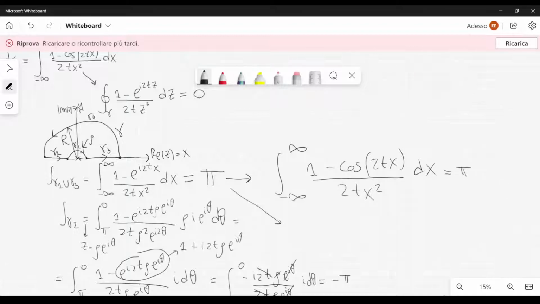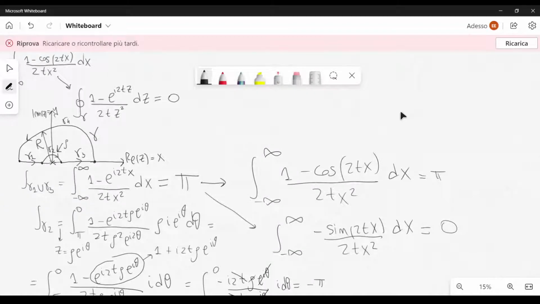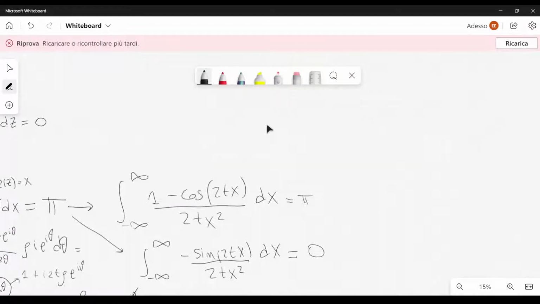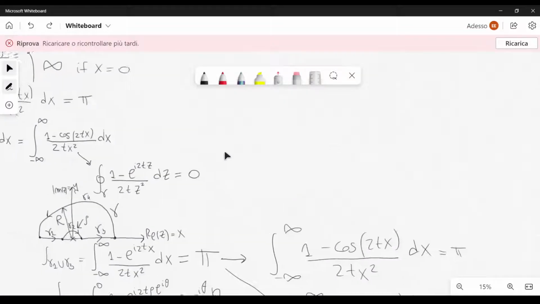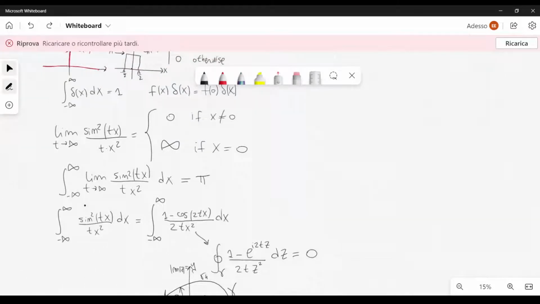And from here we also get another result, which is not what we are interested in, but it's the integral from minus infinity to infinity of minus the sine of 2tx divided by 2tx squared dx equal to 0. We get this result as well. And from this result, we can say that this integral here is also equal to pi, which is what we wanted to show.